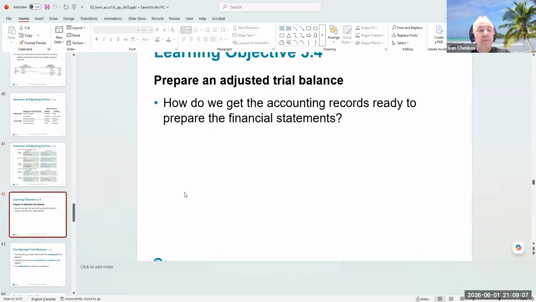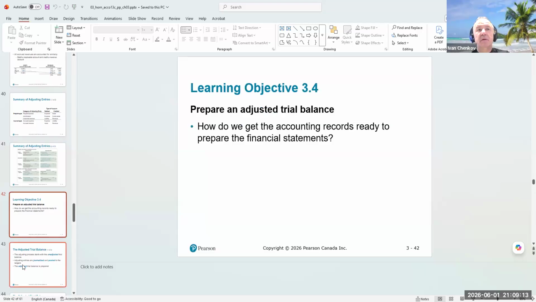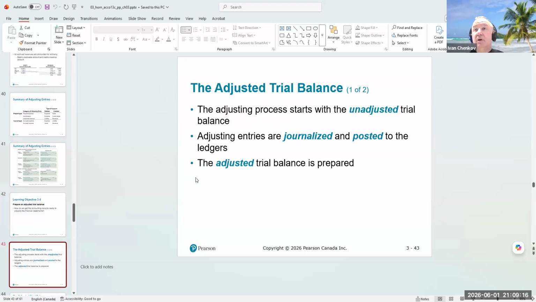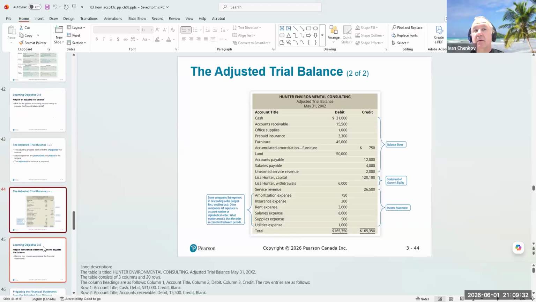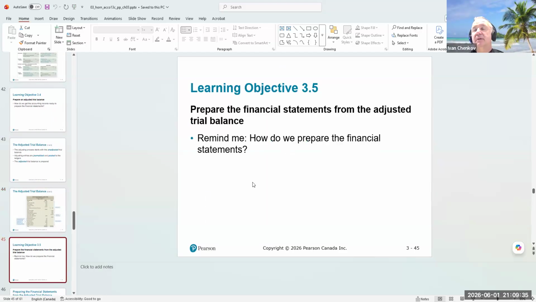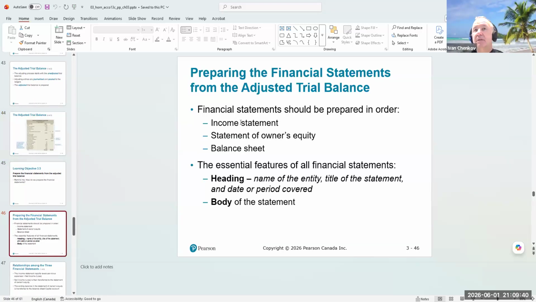Let's see what else we have left in this chapter. In this chapter, we're going to have to do an adjusted trial balance. We already did a trial balance last time, if you remember. And from the trial balance, we get the balances. The only thing that we have to do is make adjustments and then prepare this trial balance again. And from the trial balance, we have to prepare the financial statements the way we did it last time, starting first with the income statement, then showing the statement of owner's equity, and finishing with the balance sheet.